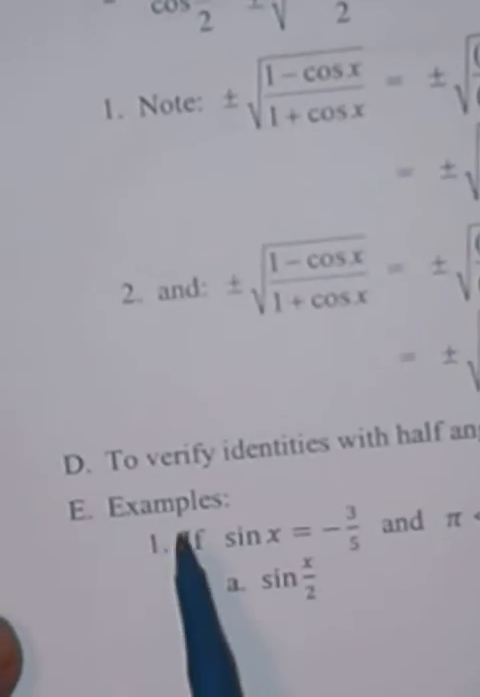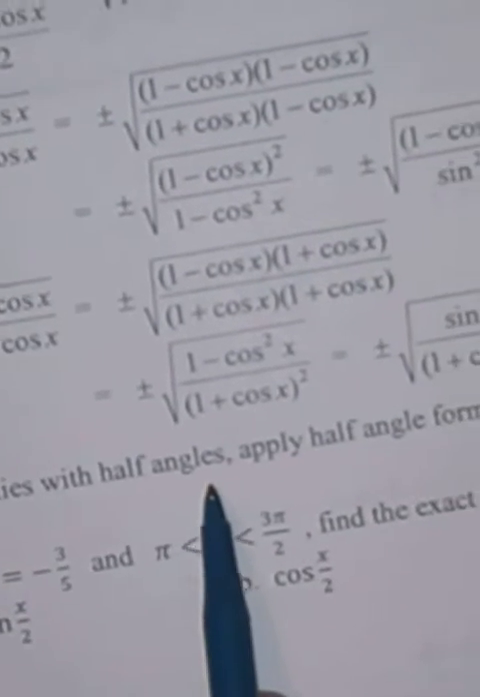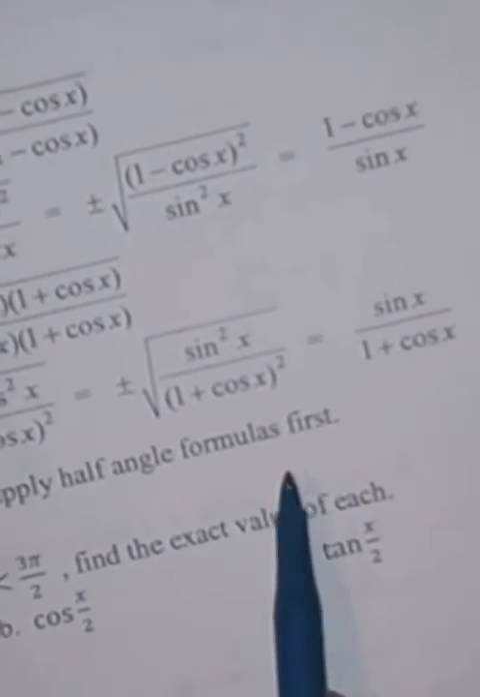All right, so we're going to finish off section 6.3, I believe it is. Yep. And so let's point out first something very important. To verify identities with half angles, apply half angle identities first. That means that we have a choice between the left-hand side and the right-hand side. Whichever side has a half angle identity, that's where we want to start. All right, let's take a look at an example here.